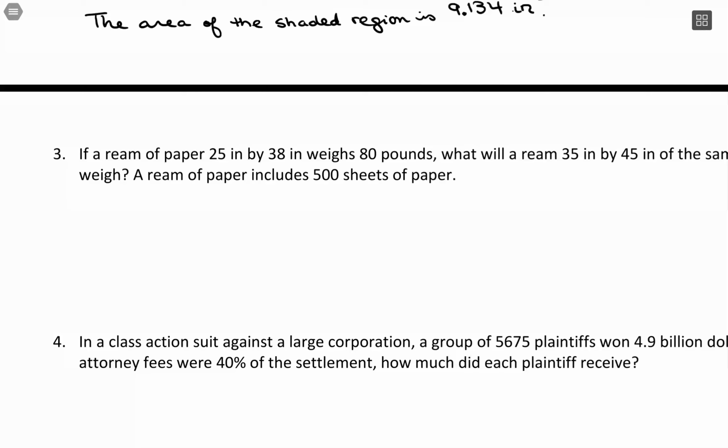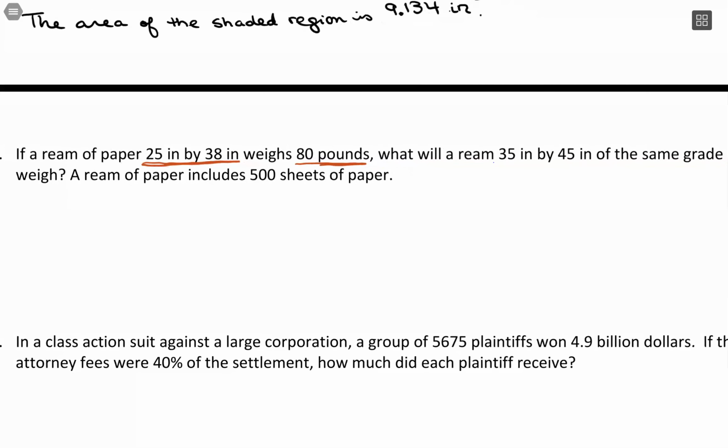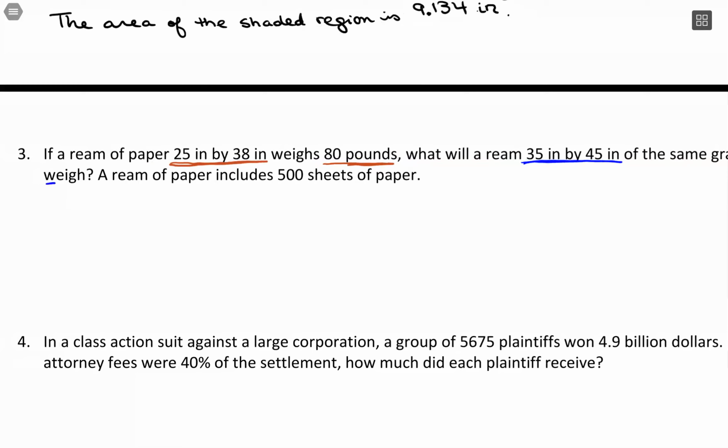All right, so we have one scenario here where we get the size of the paper and the weight that goes with it. And then we get this other scenario where they give us the size of the paper, but we don't know what it weighs. That's going to be our unknown. And then this final wording here of telling you about 500 sheets of paper is just to give you an idea that the number of paper included in the two are the same.